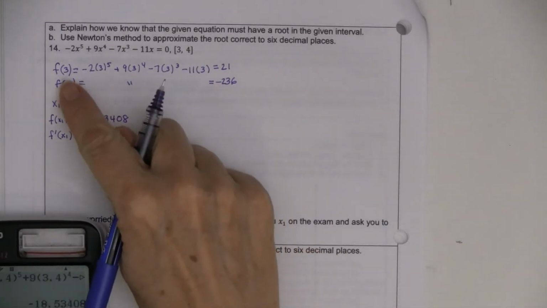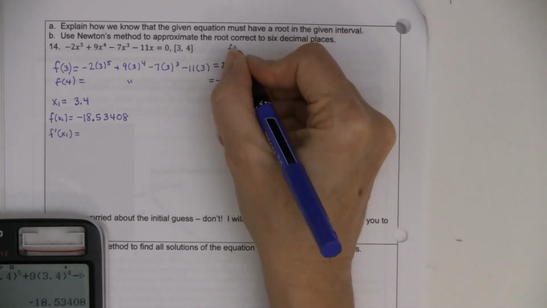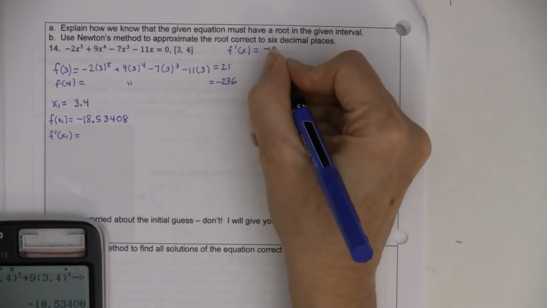I haven't even found the derivative here, and so this was my f, and so I'm going to write my derivative right up here. So f prime at x equals, is it negative 10 x to the fourth?